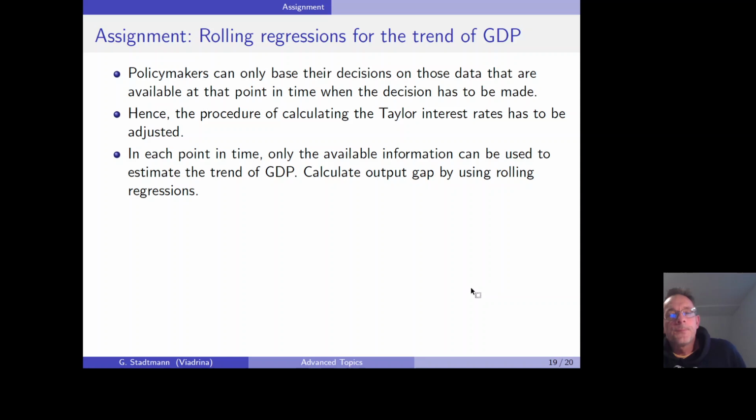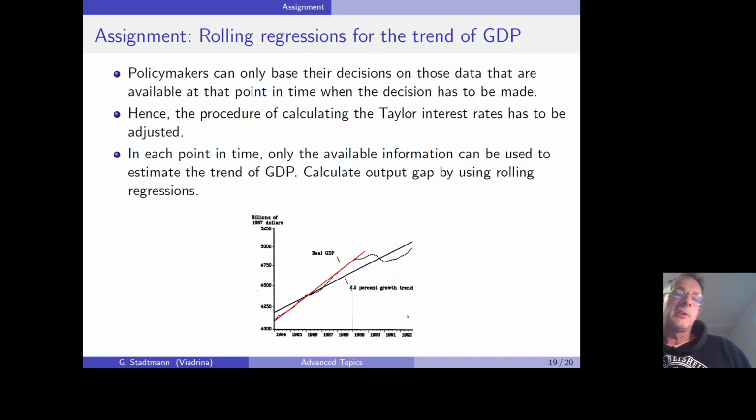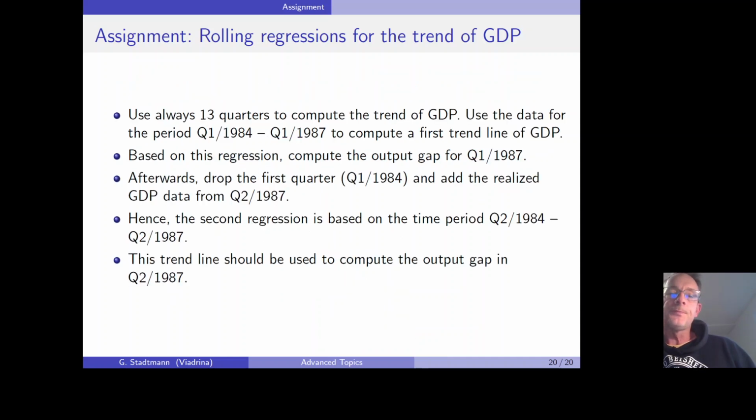The next assignment. Policymakers can only base their decisions on those data that are available at that point in time when the decision has to be made. Hence, the procedure of calculating the Taylor interest rate has to be adjusted. So at each point in time, only the available information can be used to estimate the trend of GDP, and afterwards you can calculate the output gap in a modified way: you should calculate the output gap by using rolling regressions. The instructions are as follows.